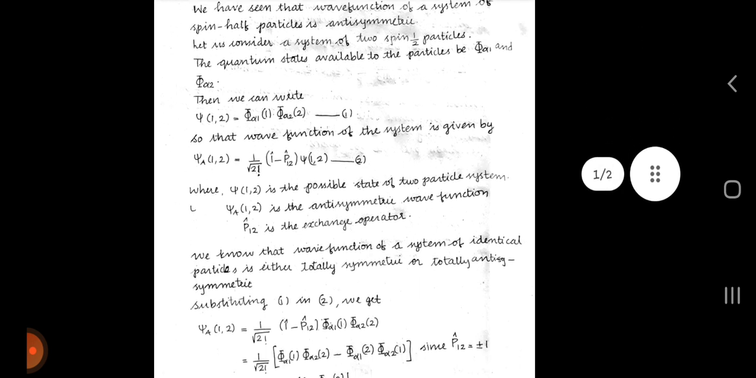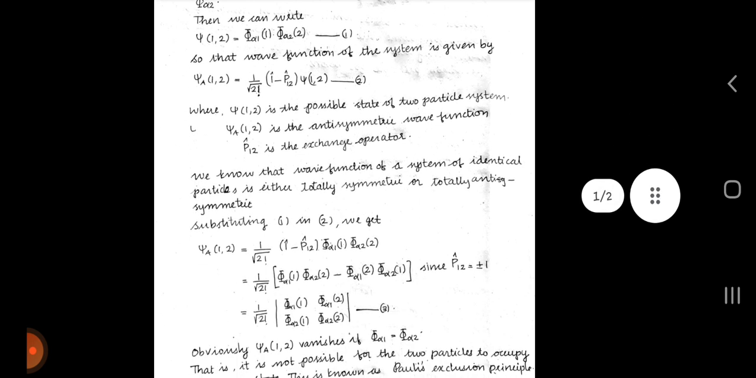We can write P12 cap is equal to plus or minus 1. We know that the wave function of a system of identical particles is either totally symmetric or totally antisymmetric. It is discussed earlier. Substituting equation number 1 in 2, we can write psi a of 1 2 is equal to 1 by root 2 factorial into 1 minus P12 cap into phi alpha 1 of 1 into phi alpha 2 of 2.